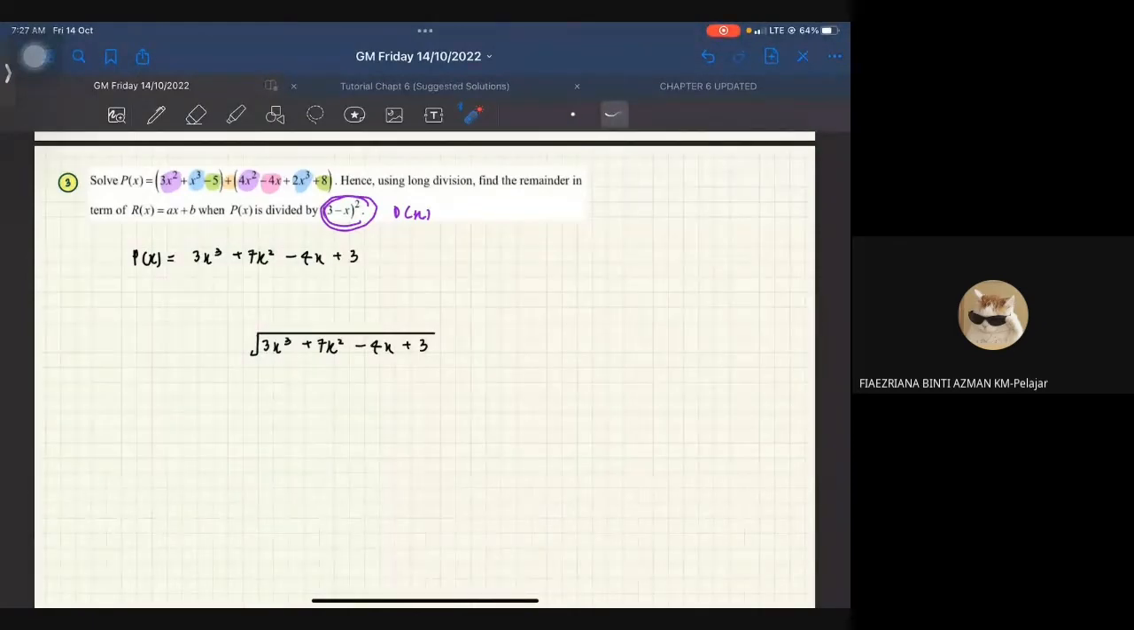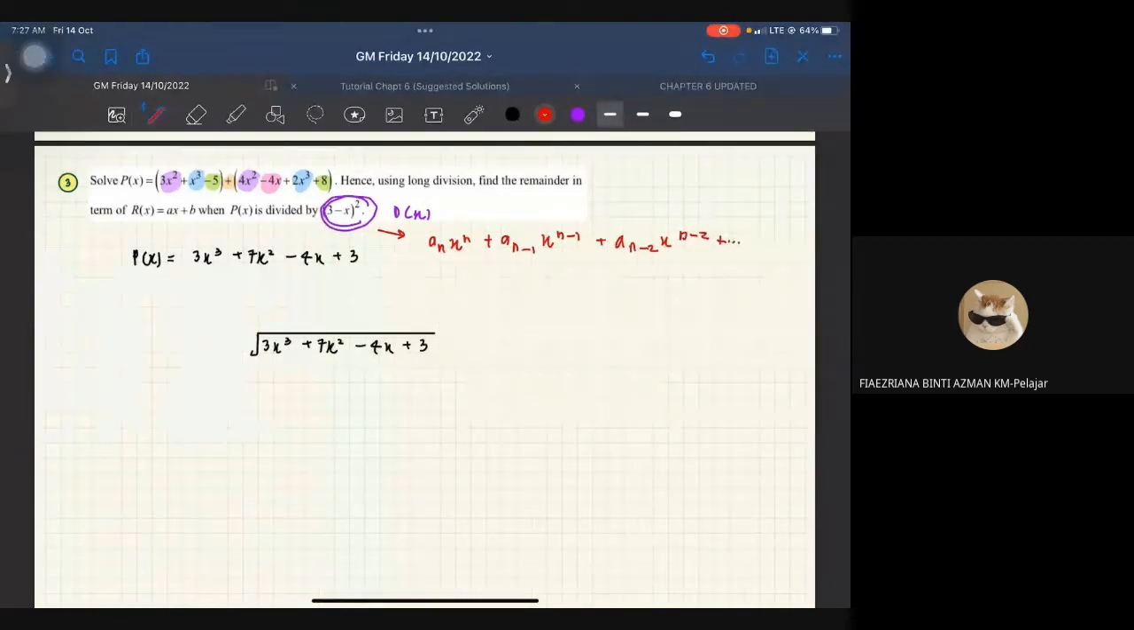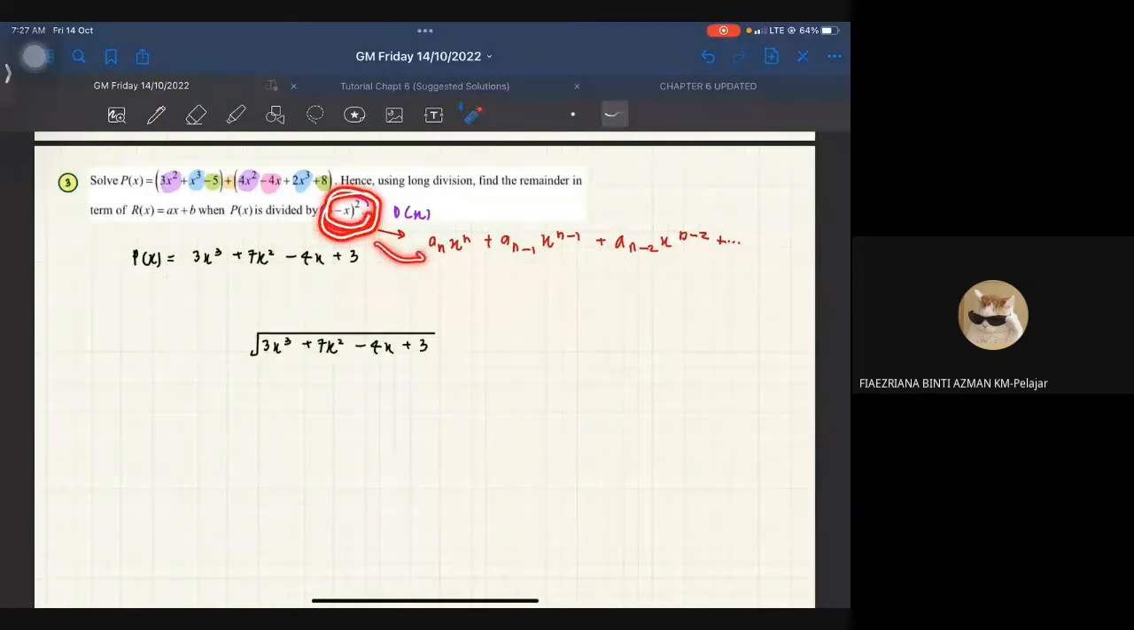polynomial, everything yang awak ada, dia mestilah dalam bentuk polynomial. Maksud saya, dia mestilah dalam bentuk. Okay, so this one, it must be in form of, let's say kita ada a n x^n plus a n minus 1 x^(n minus 1), so plus a n minus 2 x^(n minus 2) plus dot dot dot. Okay, so maksudnya yang ini kita mesti expand dia dulu barulah kita dapat di dalam bentuk yang macam ni.